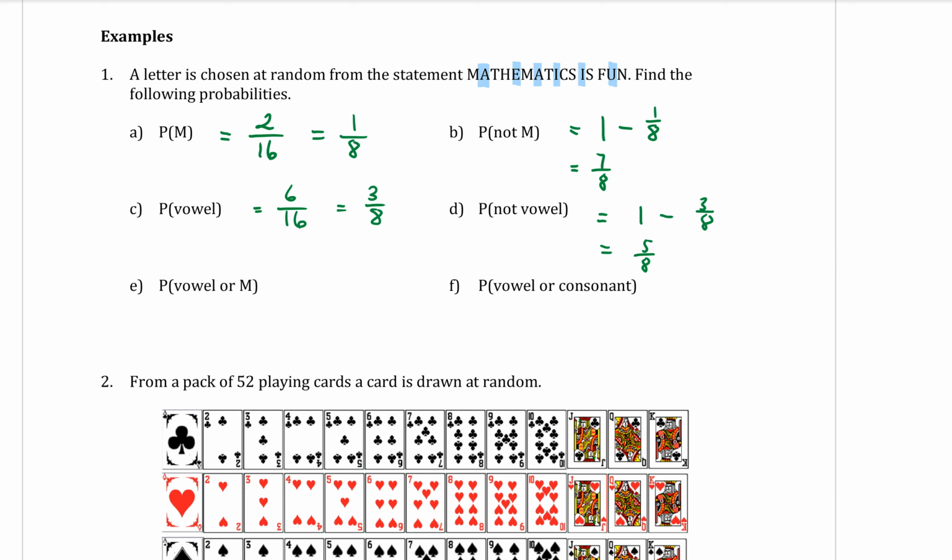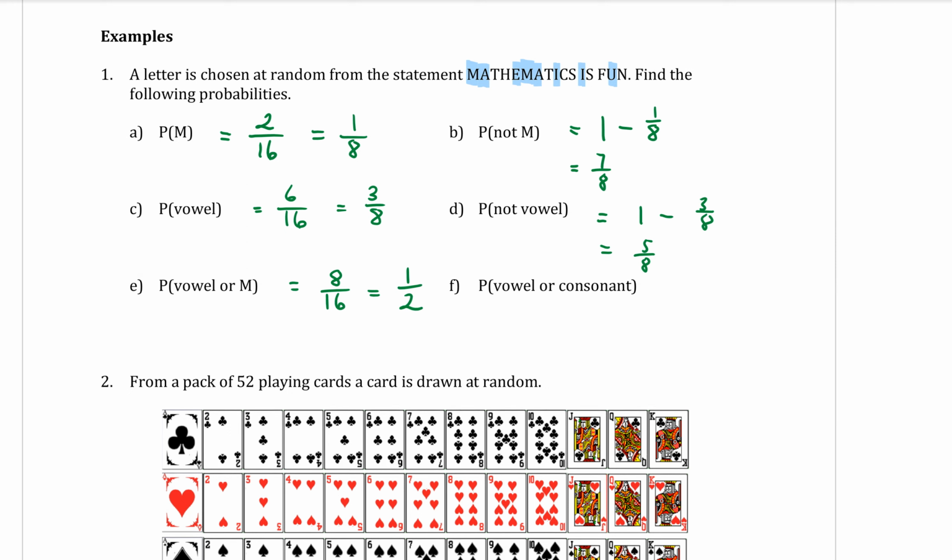Maya? Question 1E. Find the probability of a vowel or an M. So it can be either of them. I've already got my vowels highlighted, but it means that I can get the M's as well. And remember there was 2 M's in there. So how many letters is that altogether? 8, correct. 8 favourable outcomes out of 16. Can it be simplified? Yep. Divide by 8 and we get 1 over 2.